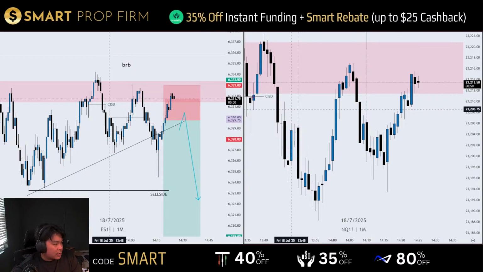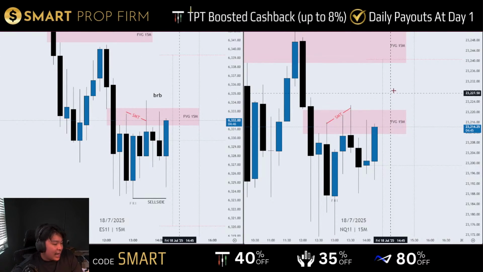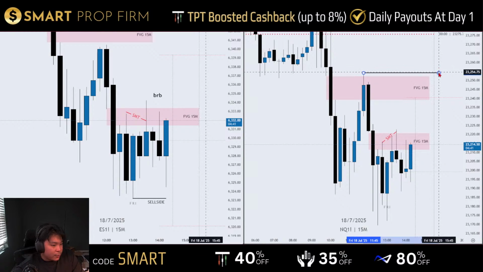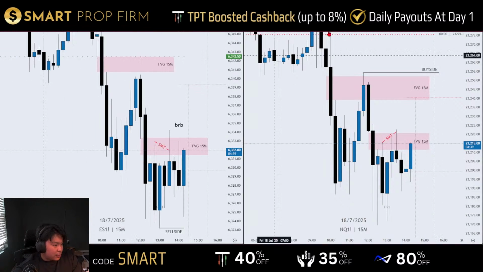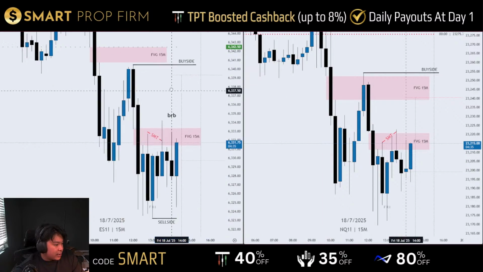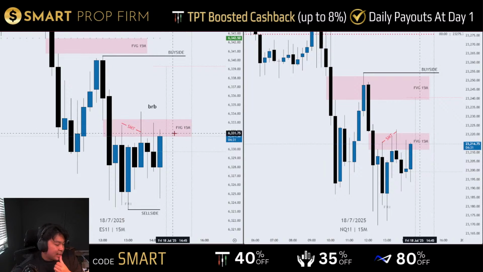I still don't like longs yet, though. Longs would be if we get a nice closure and then we have more energy to, I think we're going to try to make a move back up here. That's where I would start playing longs. I haven't seen that yet, right? And I think in this case, playing extremes makes more sense to me.